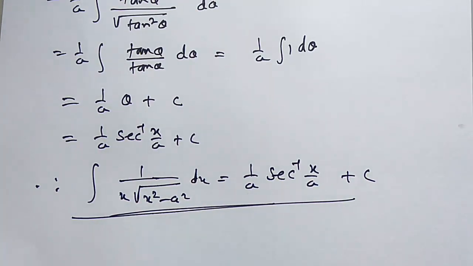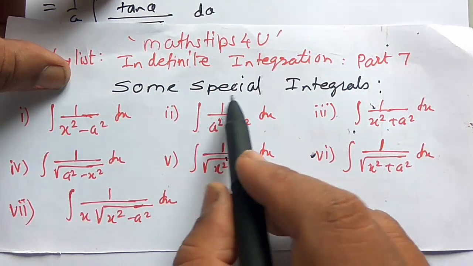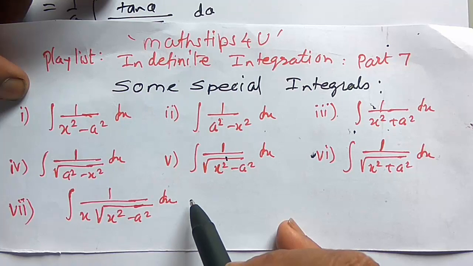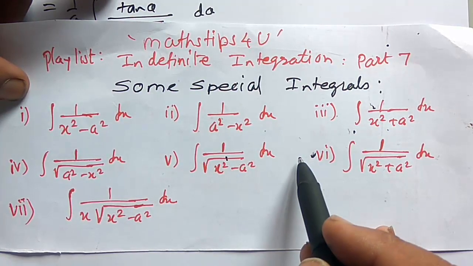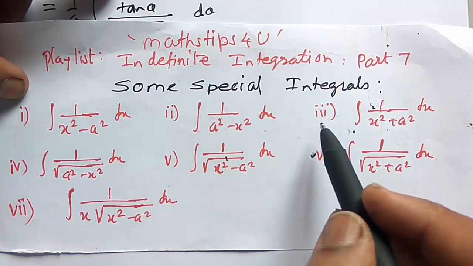In this way we have solved some special integrals. These are the 7 types. Depending upon this, there are examples which I am going to solve in my next video.